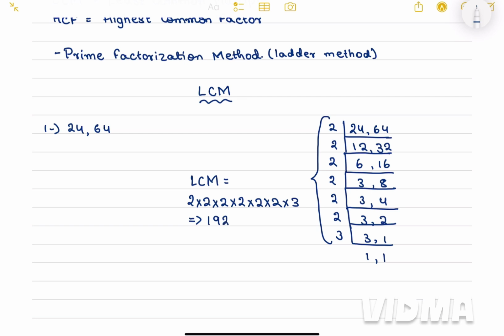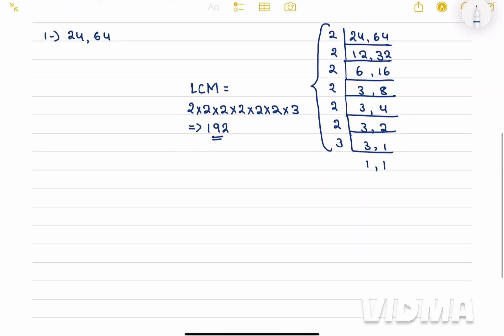192. That is your LCM. So the LCM, which is the least common multiple of 24 and 64, is 192.